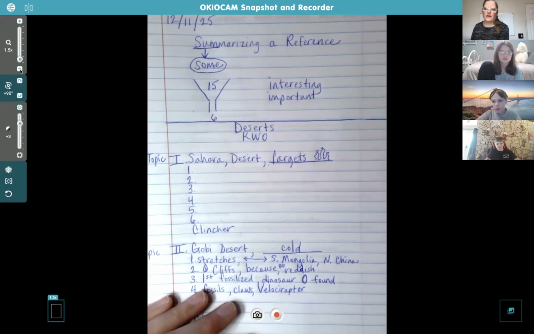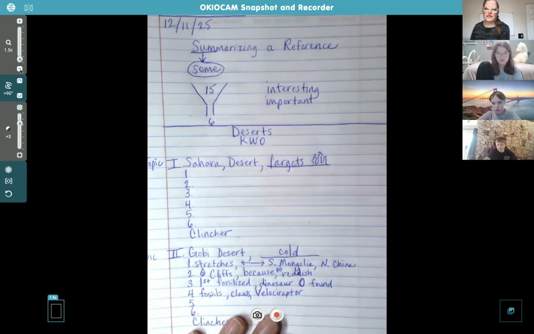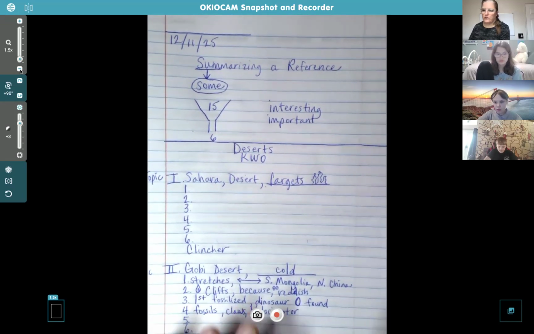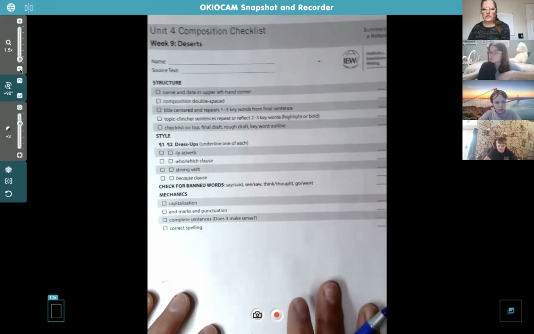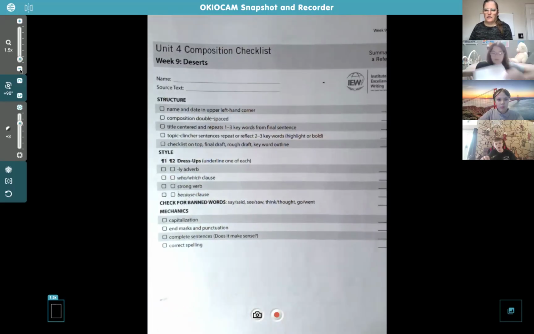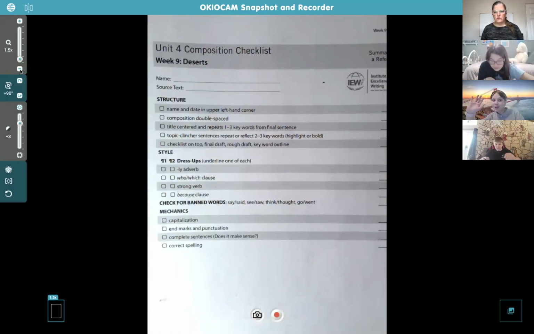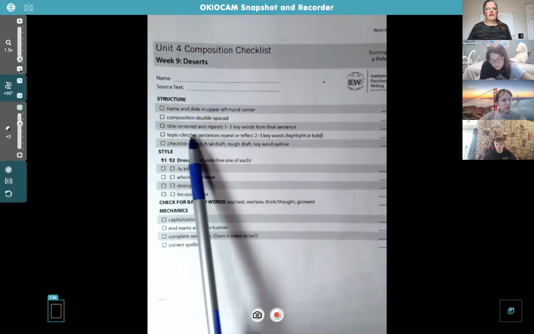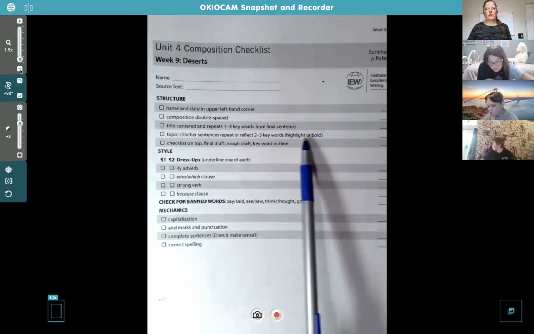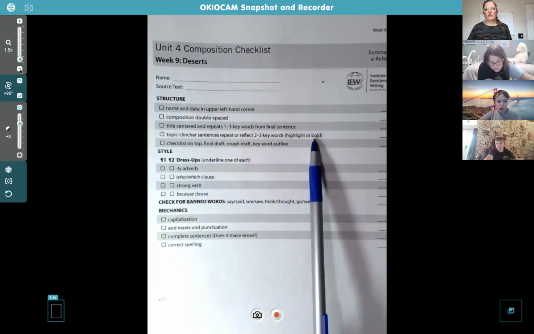Okay, the next thing I want you to do, and Declan, you can do number 6 later when you finish your homework. Let's look at the checklist again. This is page 79. And I'm just going to remind you that this is how I grade your homework on Google, so I don't have to do anything. You got it done? Okay, good. Look at page 79 with me then. So don't forget the topic clincher. That's really important for you to remember in your paragraph.